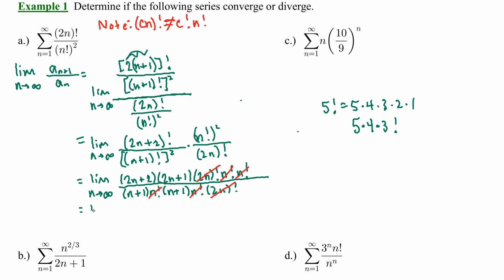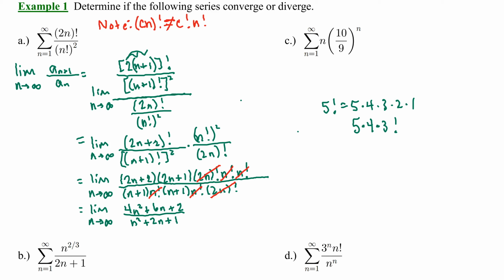For ease of calculating the limit, I'm going to go ahead and FOIL everything in the numerator. We'd get 4n squared plus 2 plus 4, so plus 6n plus 2. And in the denominator, n squared plus 2n plus 1.